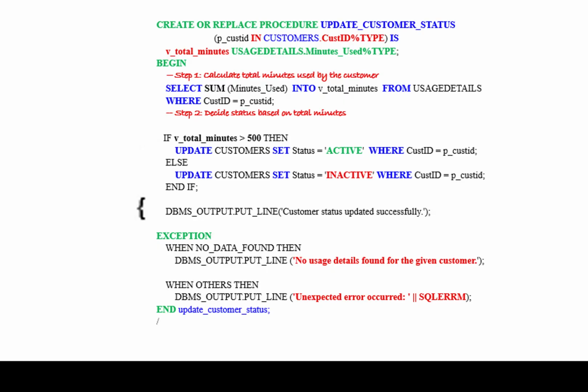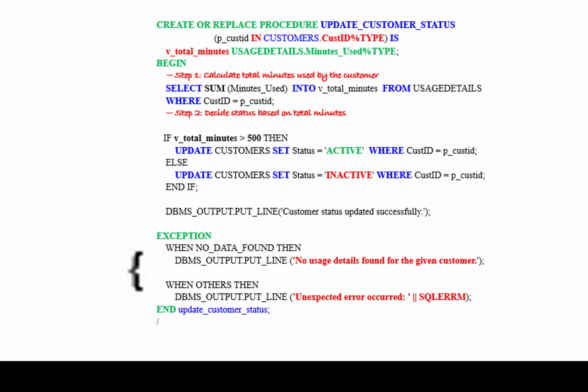Success message. DBMS_OUTPUT.PUT_LINE, customer status updated successfully. This line is optional but useful. Confirms procedure execution, helpful during testing and viva. Exception handling. Very important for exams. When no_data_found, DBMS_OUTPUT.PUT_LINE, no usage details found for the given customer. When does this happen? Customer exists, but no usage records. Select into finds nothing. Instead of crashing, program handles it gracefully.